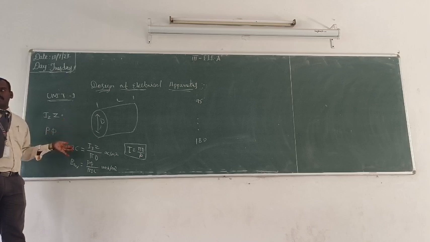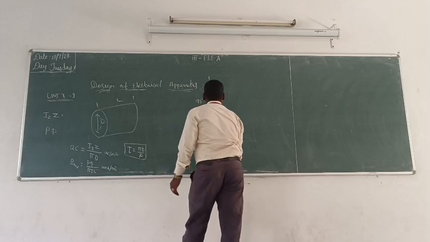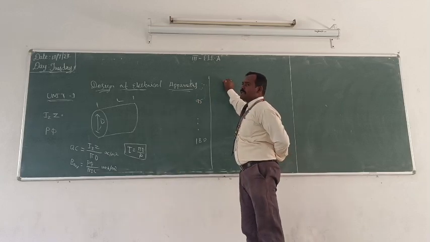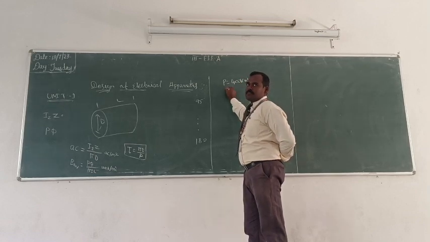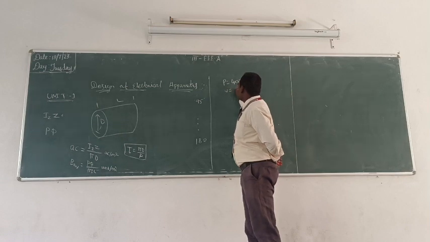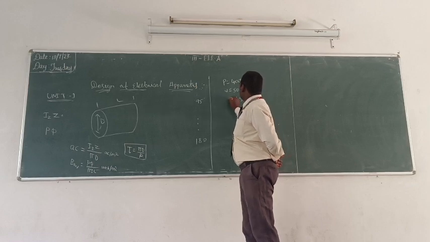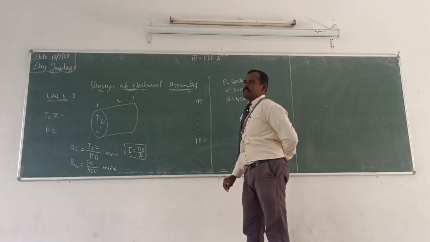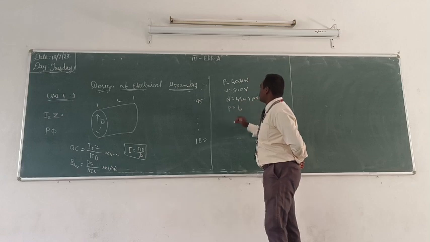Continuing from that, we are going to solve one problem. What data are given? The power rating P is equal to 400 kilowatts. The voltage V is 500 volts. Then 450 RPM, where speed you have to denote with capital N. Then the number of poles P is equal to 6.